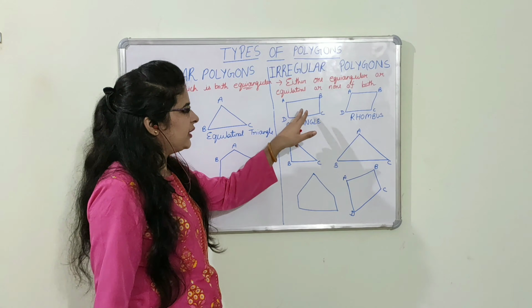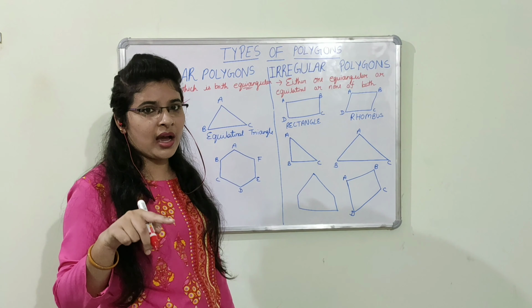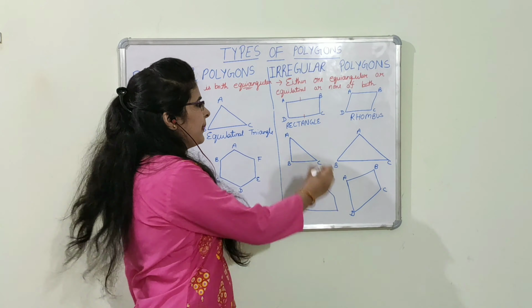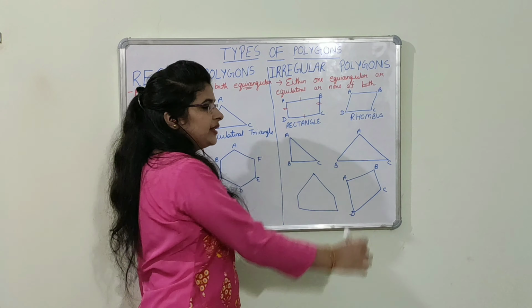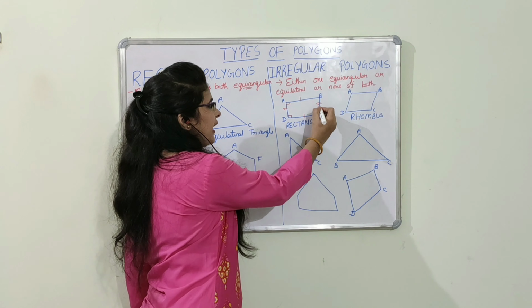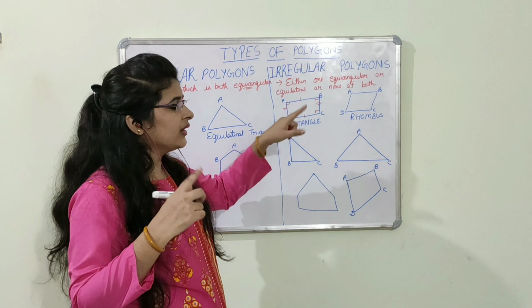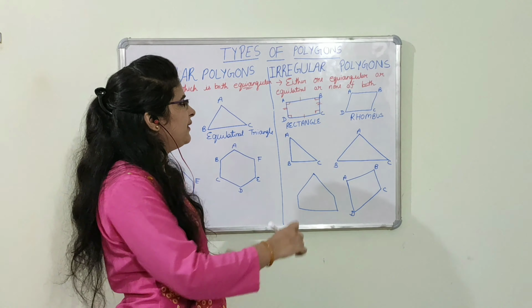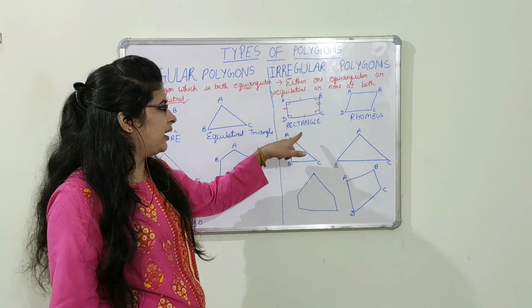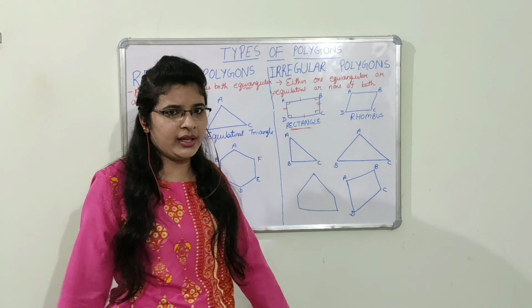Okay, come to this. This is a rectangle. In a rectangle, we know that opposite sides are equal, meaning this side is equal to this side and this side is equal to this side. What about angles? All the angles are equal to 90 degrees. So this is equiangular, meaning all the angles are equal, but this is not equilateral. All the sides are not equal here. Therefore, this rectangle is an example of an irregular polygon.